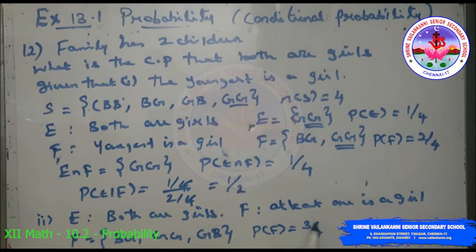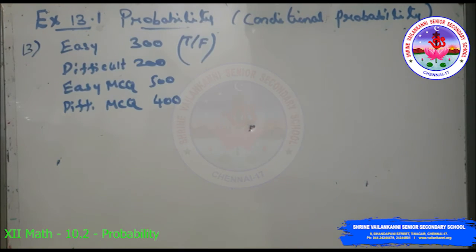E intersection F. So E intersection F is again GG, which is 1 by 4. So P of E by F is 1 by 4 by 3 by 4, which is equal to 1 by 3.